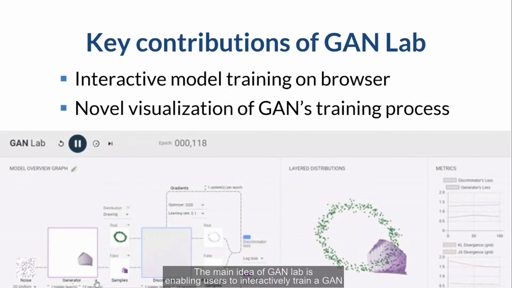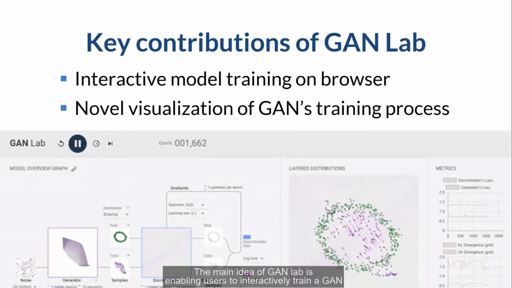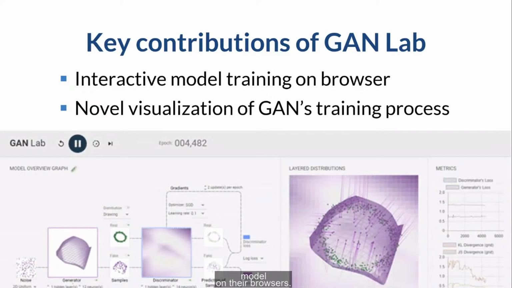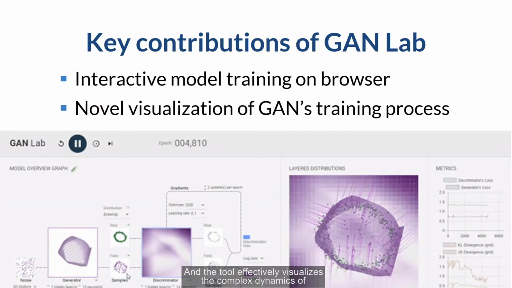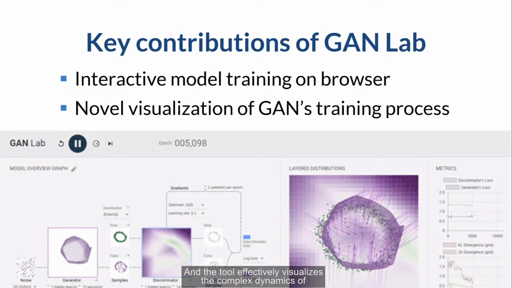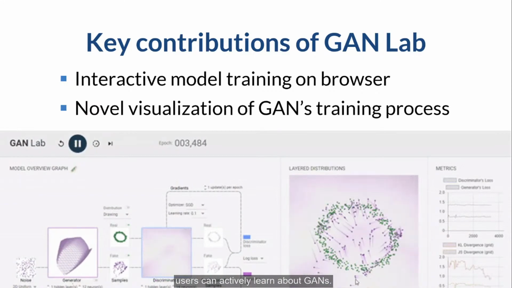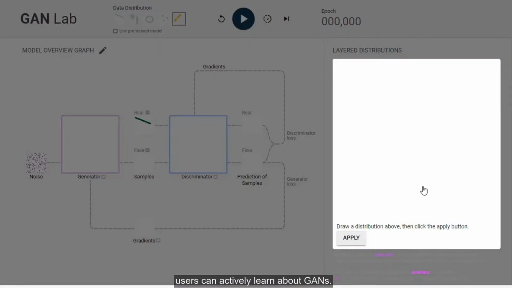The main idea of GAN-lab is enabling users to interactively train a GAN model in their browsers, and the tool effectively visualizes the complex dynamics of the model's training process. So by using the tool, users can actively learn about GANs. Let me show you a quick video demo.